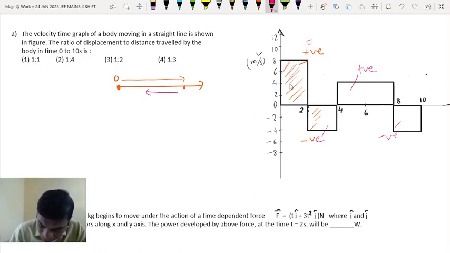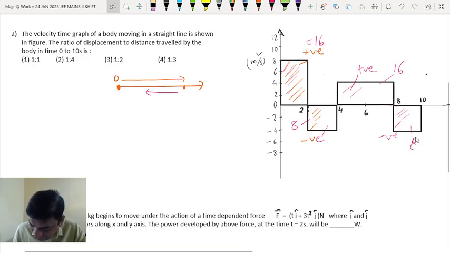As the area below the velocity versus time graph, 8 into 2, this is 16. Here 4 into 2, 8 numerically. Here this is 4 into 4, again 16. And this is 2 into 4, sorry, that is 8.